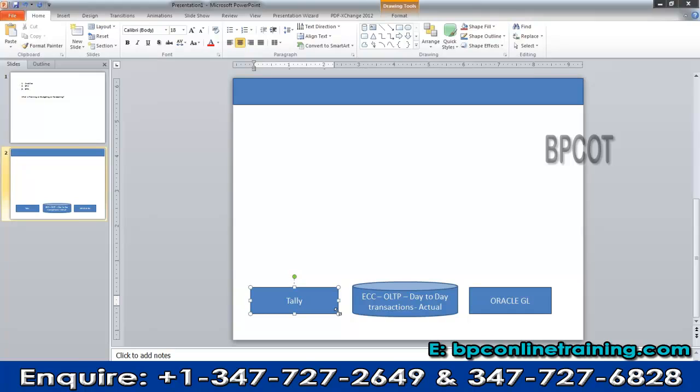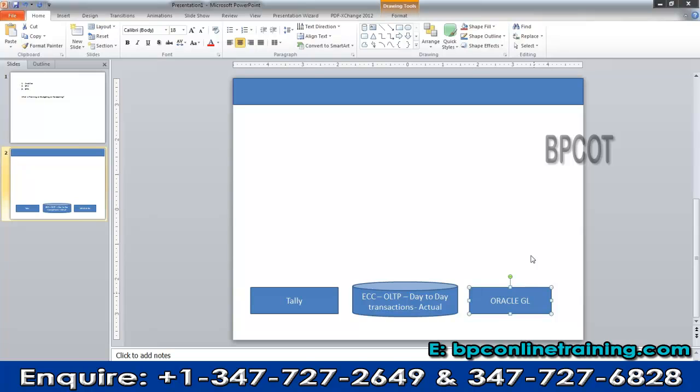Now, my management wants a report where they want to see the data of ECC, Tally, and Oracle. Some data comes from Oracle GL, some data comes from Tally, some data comes from ECC. ECC is the only SAP system, the remaining 2 are non-SAP systems. So it is difficult. You have to transfer Oracle and Tally data to the ECC system, then generate a report. You have to write some ABAP code to generate a report. It's a big process.